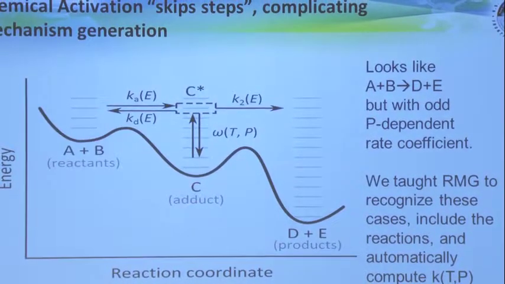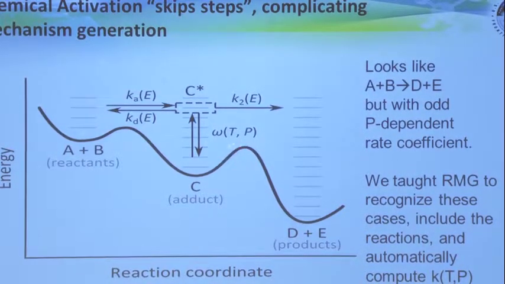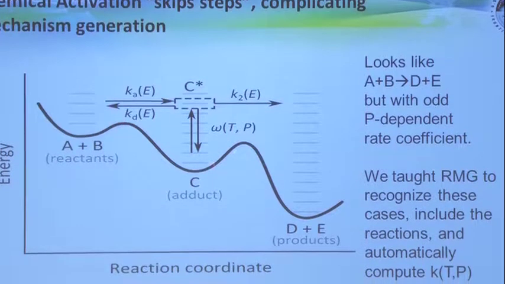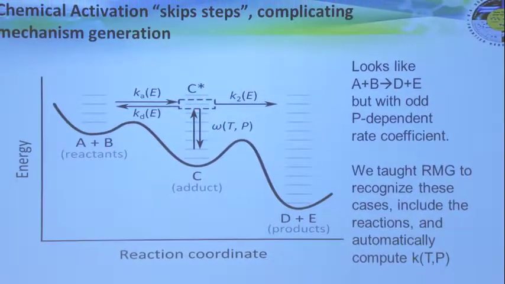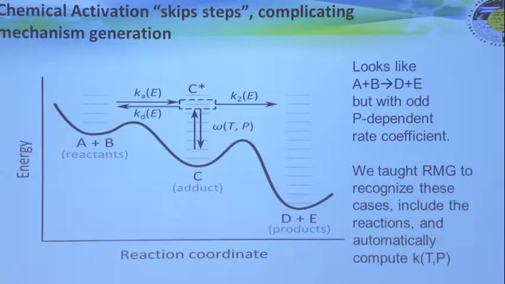In cases where there's a second barrier from C, say, to D plus E, and this one is lower than this one, then a lot of these guys might go on and just immediately react, because they're way above this barrier, so they can just react before they have collisions to get trapped down into the bottom of the well. And this makes a weird thing, is that experimentally you put A plus B and you see D plus E come out, and you might not even see C at all if you're at low pressure.